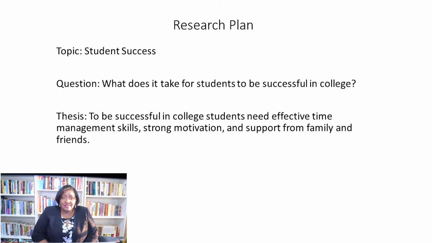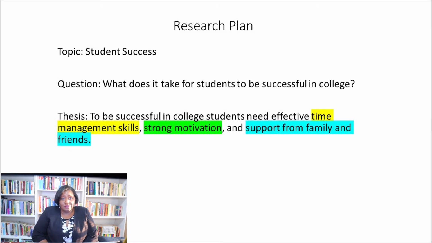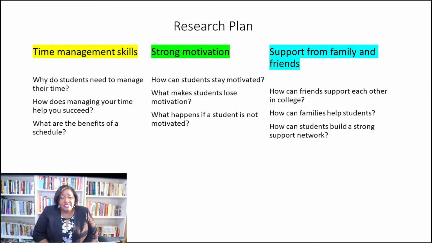Now that I know my thesis, I need to figure out how I will prove or demonstrate the elements in my thesis. The main elements in this thesis are effective time management skills, strong motivation, and support from family and friends. What questions might a reader have about these elements? Let's try to think of a few. Some easy questions might be, why do students need to manage their time? How can students stay motivated? How can friends support each other in college? How does managing your time help you succeed?